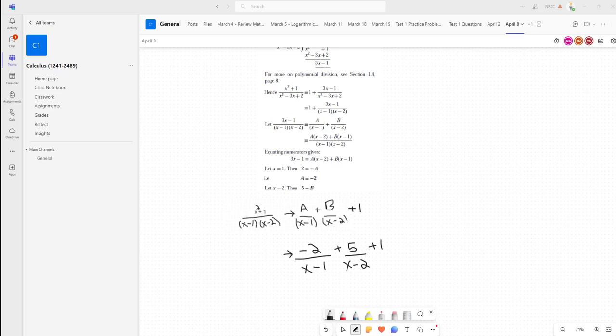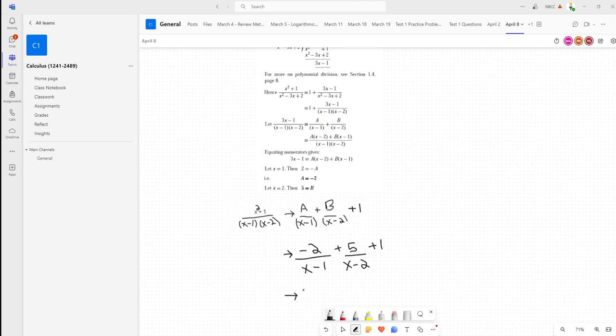Okay. So I've rewritten this, all right? So we have (x squared plus 1) over (x minus 1)(x minus 2) yields A over x minus 1 plus B over x minus 2 plus 1. We substitute A back in. So we have minus 2 over x minus 1. We substitute 5 back in, 5 over x minus 2, and we have plus 1.